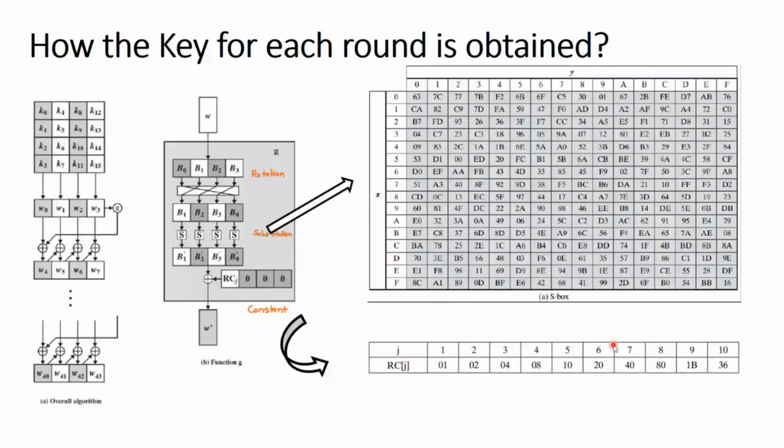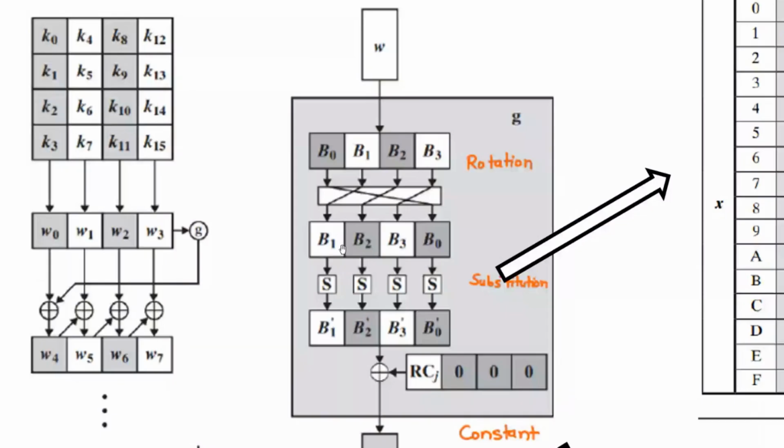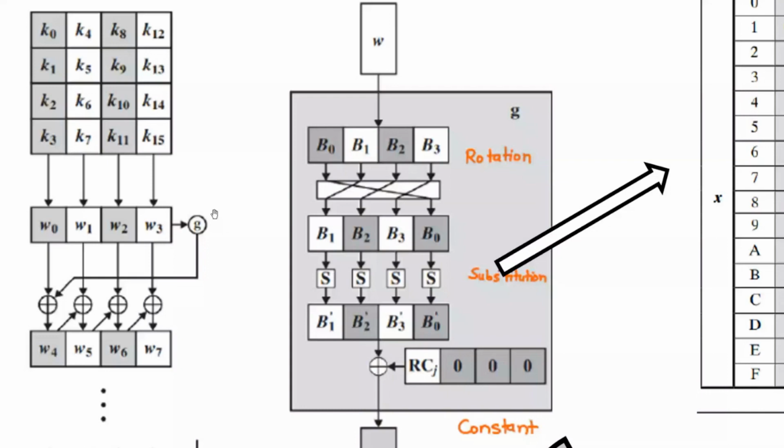Now let's understand what is this G. So if you see, W3 goes as the input to G. What is W3? It is nothing but 4 bytes. Clear? So I can say that W3 को मैं ऐसे represent कर सकता हूँ. Let me show this.